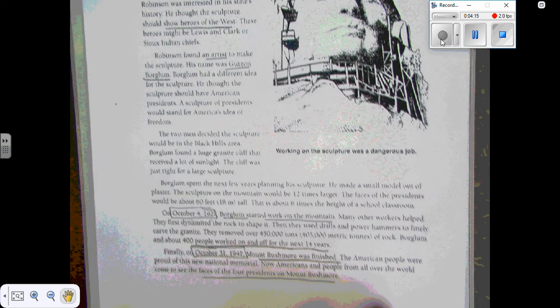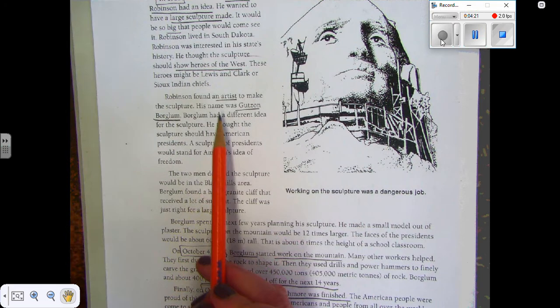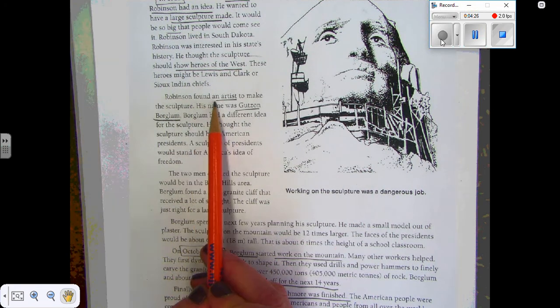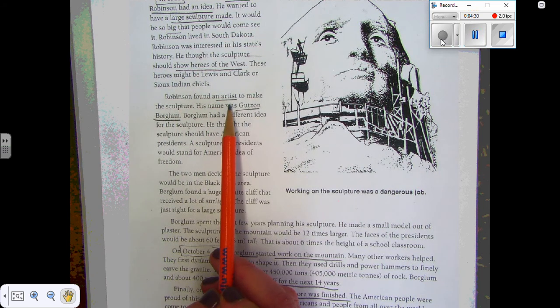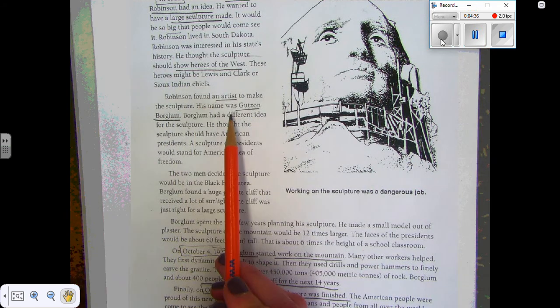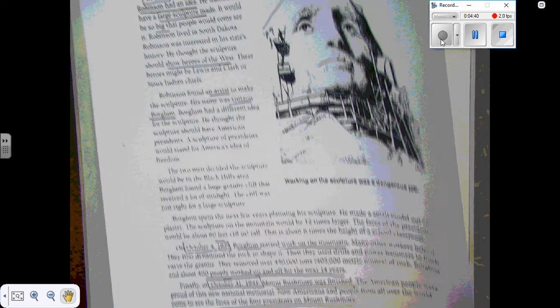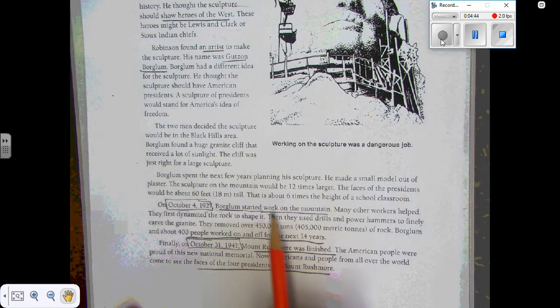So that tells me that somewhere in the article, it also introduced who he was. And that's back in the second paragraph. So I went back into this paragraph and I underlined that Gutzon Borglum was an artist, and he is the person that Robinson found to do this. So I went back and underlined that information because I know I'm going to put it with my date when I take my notes. And then I did underline his name here, and he started work on the mountain.